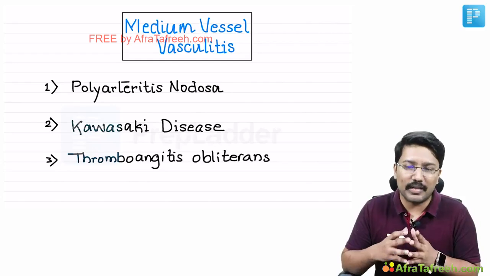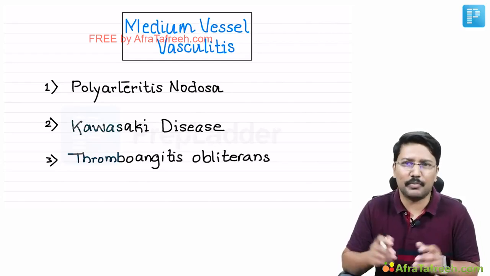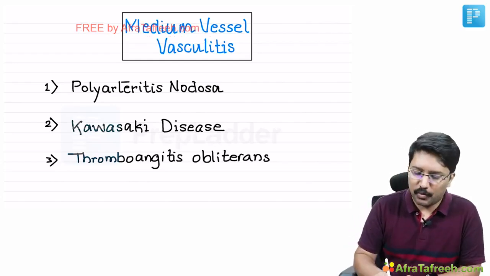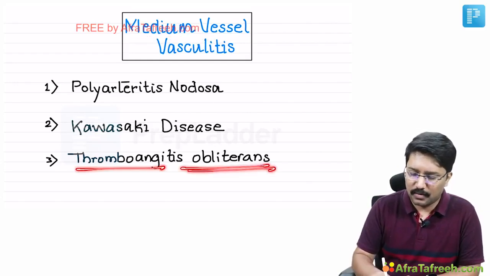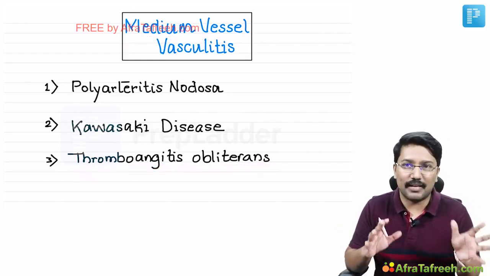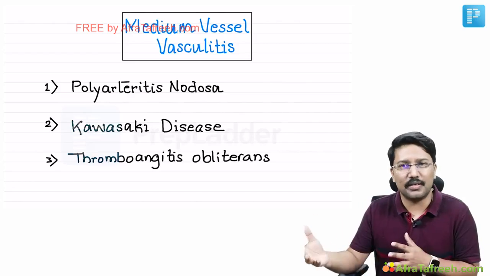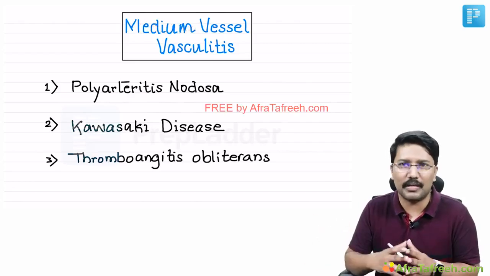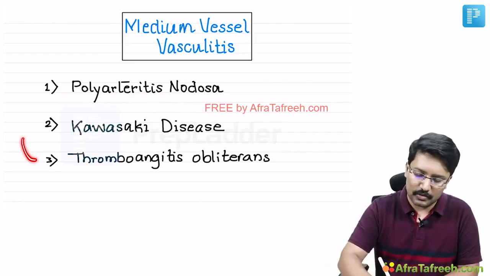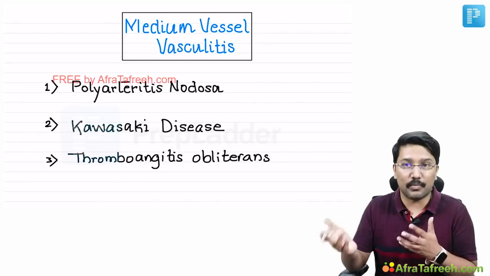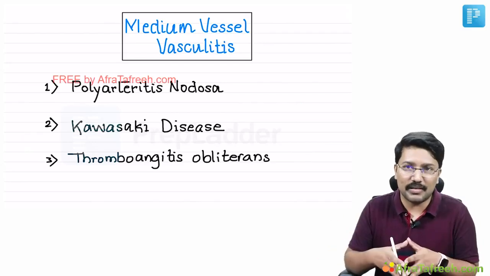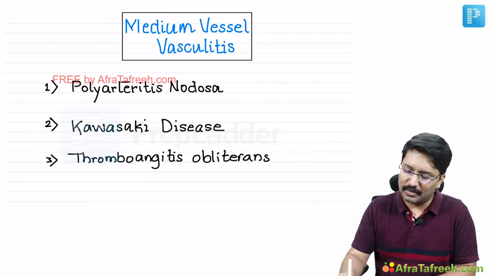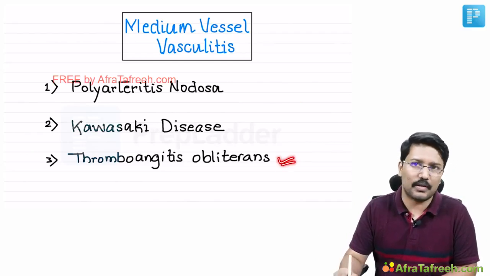But there is one more medium vessel vasculitis I want you to remember, mainly from the MCQ perspective, that is thromboangiitis obliterans, right? Not typically covered under the heading of vasculitic syndromes. It is usually dealt with separately, and we will also be dealing with that separately. But remember, it is also a medium vessel vasculitis. So if there is an MCQ asking which of the following is not a medium vessel vasculitis, and they present this as one of the options, remember it is also a medium vessel vasculitis.